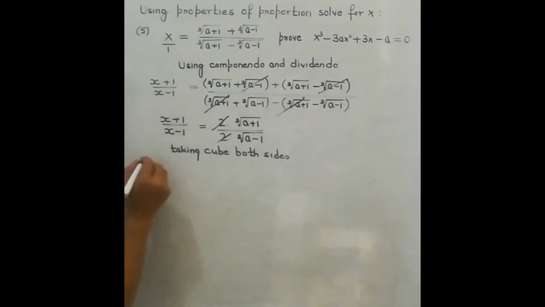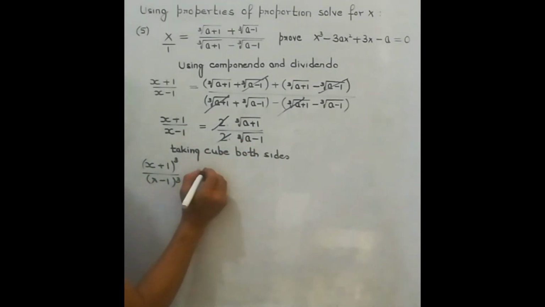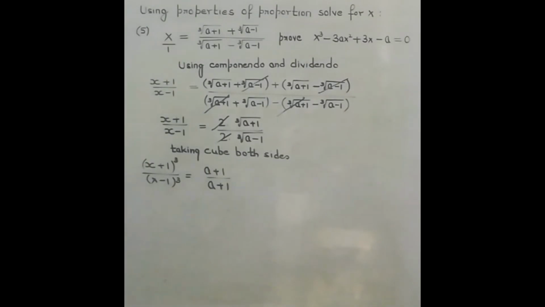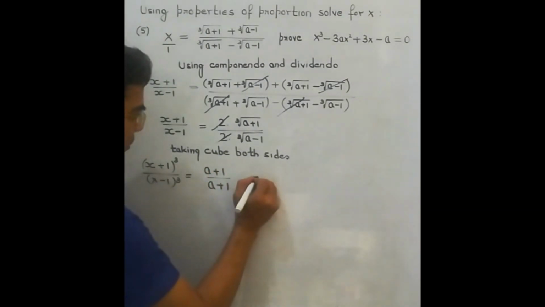So the left side will be like this, (x plus 1) whole cube upon (x minus 1) whole cube, and on the right side this cube root sign will cancel out. So your result will be like this on taking cube both the sides. On the left side it will be whole cube, whereas on the right side cube root sign will cancel out. Now let us do the cube.